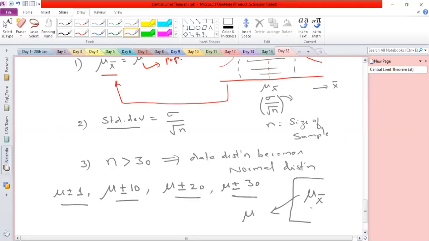But if my mu x bar has a tolerance limit, let's say this is 5, whereas your mu is, let's say, 1, then the difference between these two is 4. That means my sampling distribution mean has some kind of plus or minus, and whether it is 1 or 10, the magnitude makes the difference.